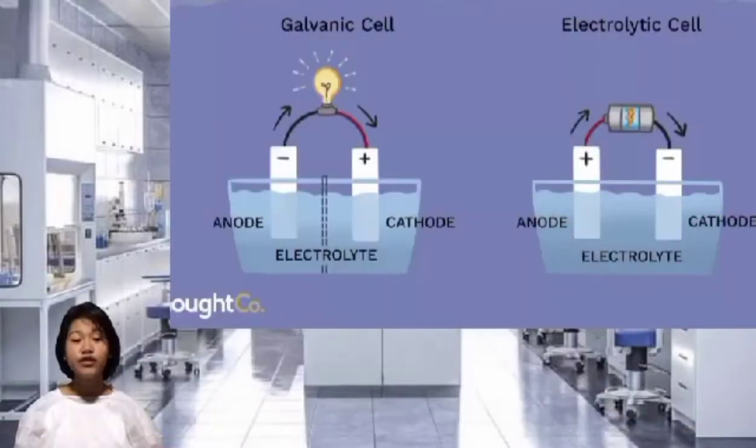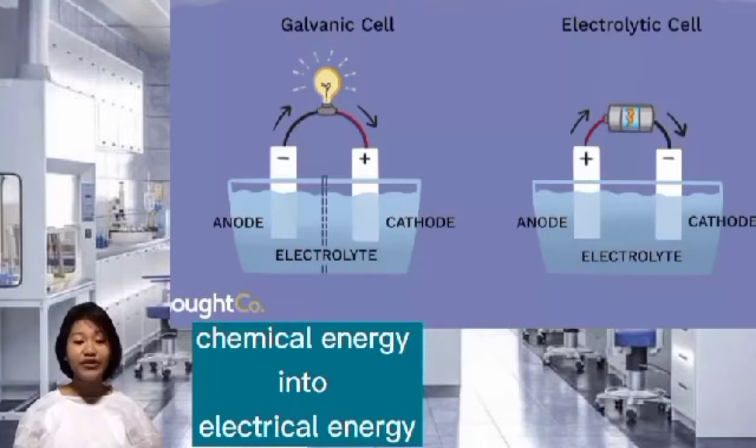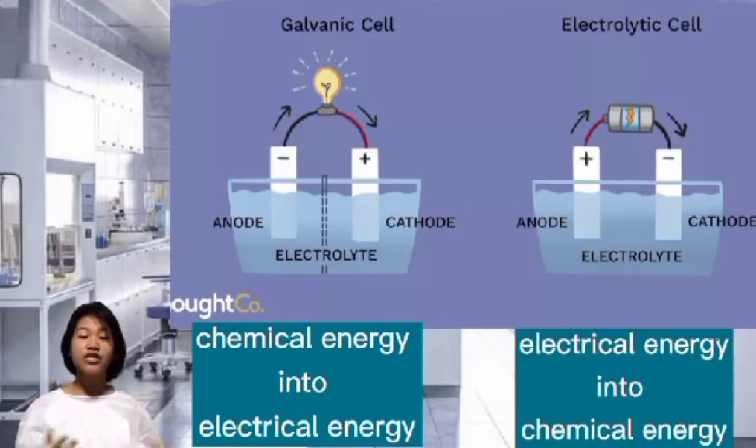A galvanic cell is used to convert chemical energy into electrical energy, just like the batteries in your television remote. Whereas an electrolytic cell is used to convert electrical energy into chemical energy to carry out a chemical reaction, and can be used for electroplating, which is a process of coating an electrically conductive object with a thin layer of metal using an electrical current.